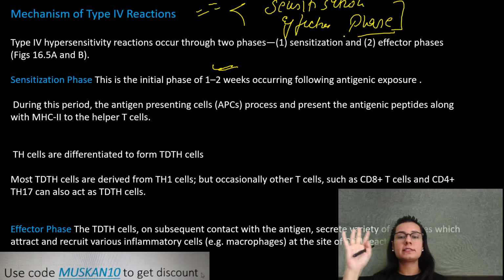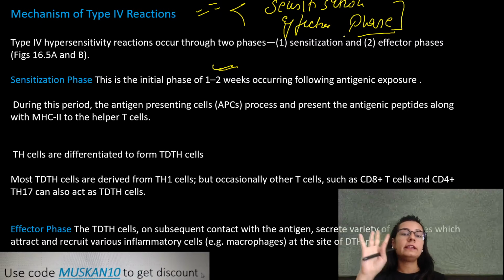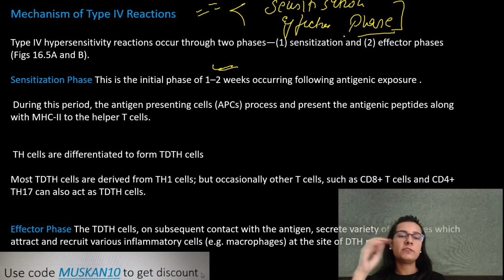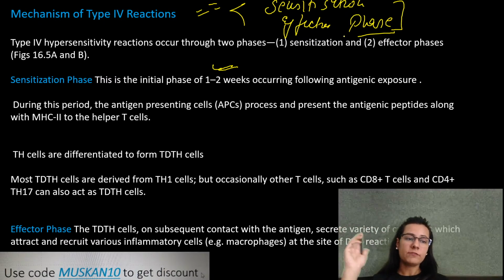And what were the examples? How did we remember? D for contact dermatitis, D for diabetes mellitus 1. Speaking of delayed, TB also represents late. We remembered like this the tuberculosis and the multiple sclerosis in the same way.